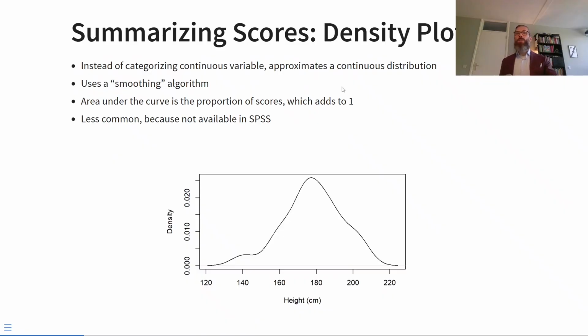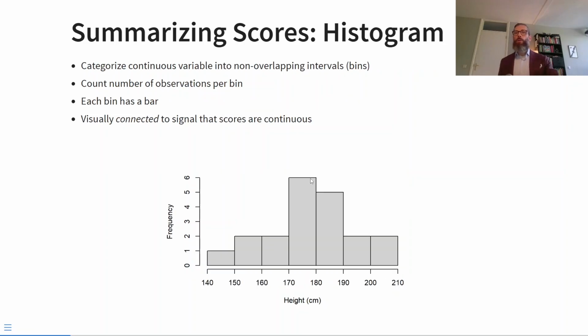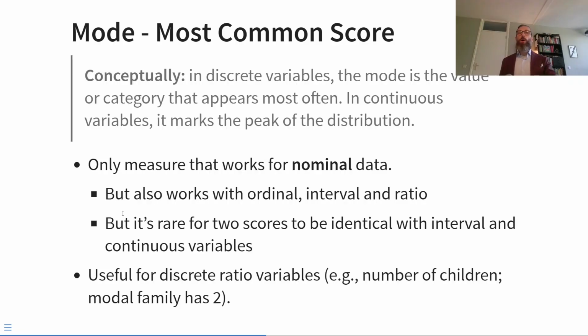So if we look here at this density plot that we examined earlier, then you might think the mode is about here around 180. And if you use a histogram, then you might say the mode falls between 170 and 180. The mode is the only measure of central tendency that's valid for nominal measurement level data. So for example, if you ask people their favorite color, you can't calculate a mean or a median, but you can report the mode. But you can also get a mode for ordinal, interval and ratio data, even though, as I explained previously, it's very rare for interval or ratio variables to have the same score repeated more than once.